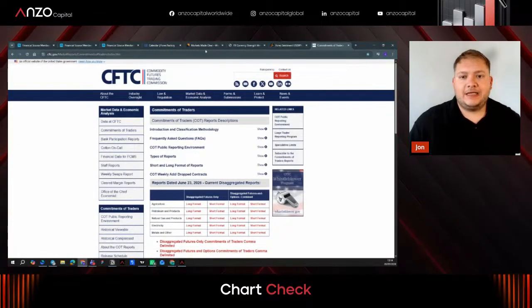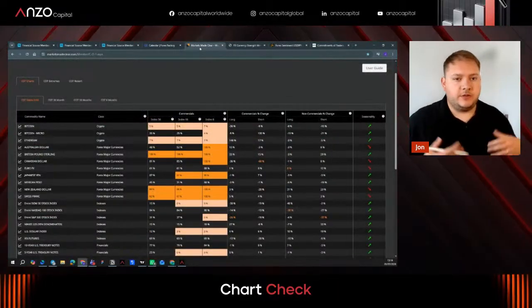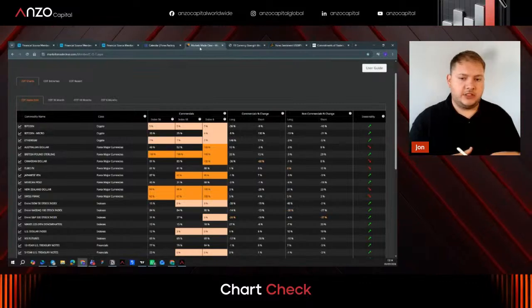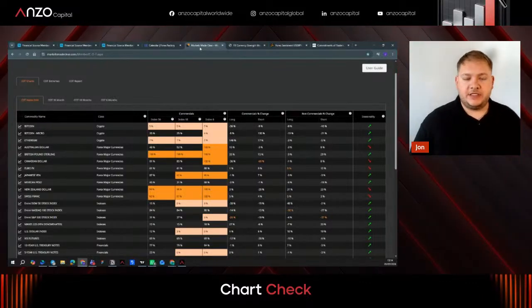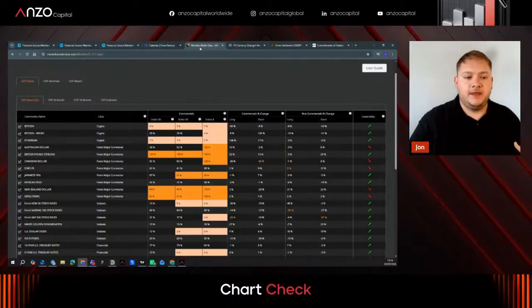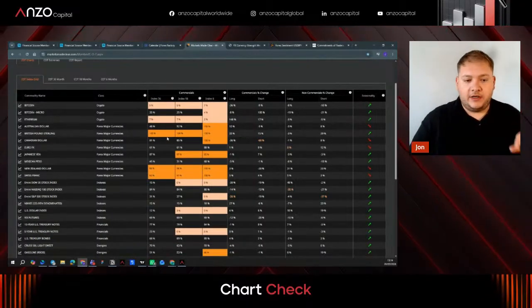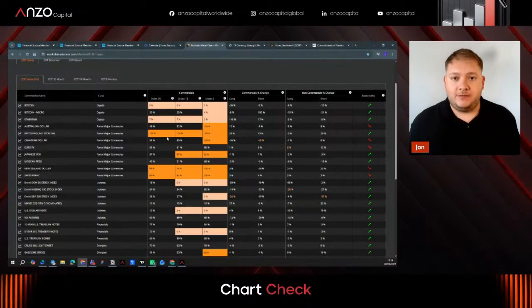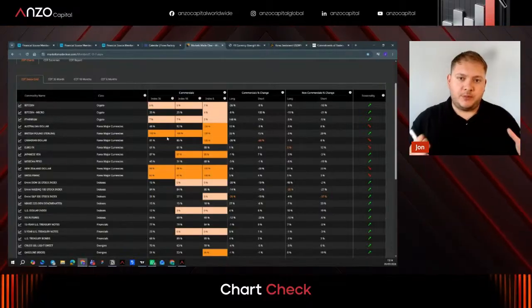Now, going back to the software that I use, I use something called Markets Made Clear, which really helps me when I'm looking at positioning. They have really interesting ways of digesting that data. One thing I like to look at is extremes, or what's known as extreme positioning.